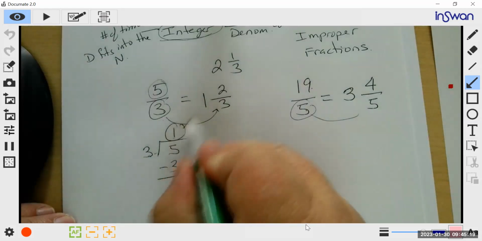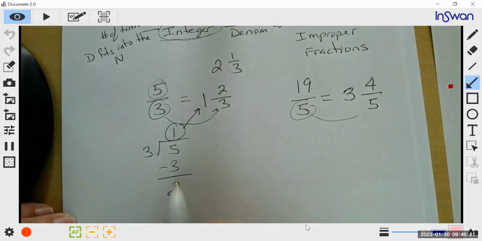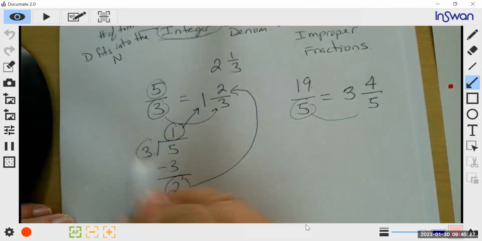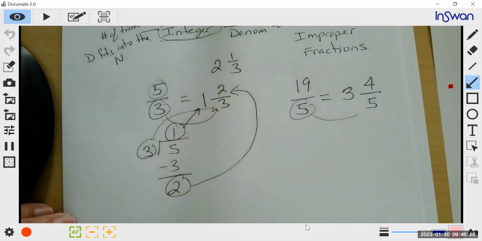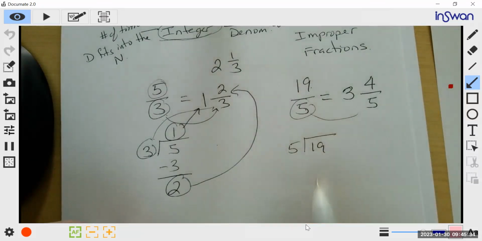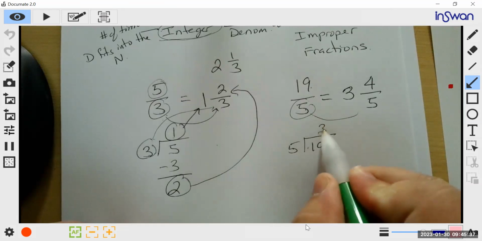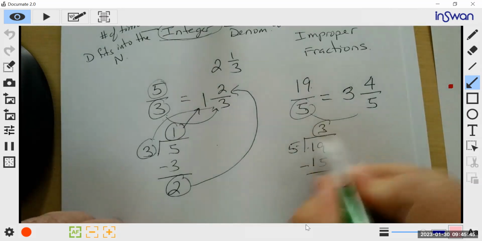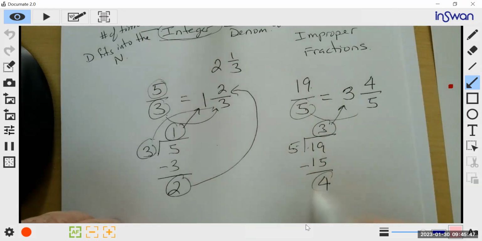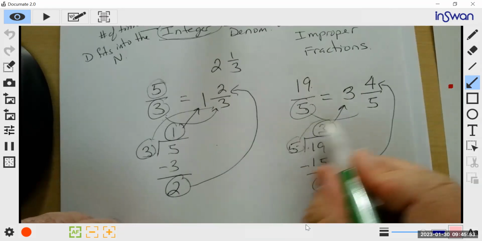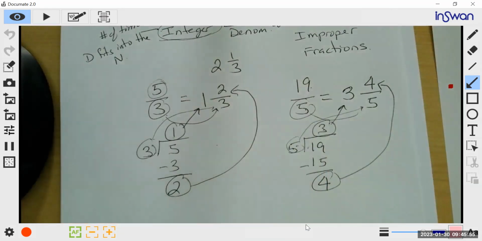So here you have your coefficient. Here you have your numerator. And the denominator is always the denominator. So 5 goes in 19 3 times. 3 times 5 is 15. Subtract it. I get 4. So this is my coefficient. This is my numerator. And this remains my denominator. So far, so good?